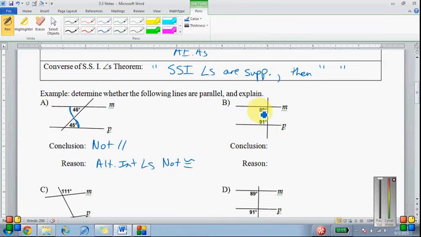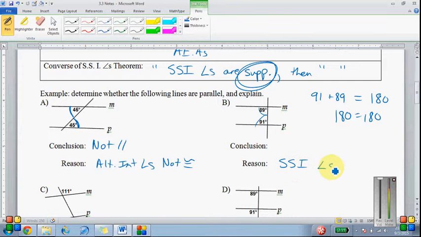Over here, we've got same side interior angles. They're on the same side of the transversal inside the two lines. So same side interior angles should be supplementary, like we said up here. So I have to see if 91 plus 89 adds up to 180, which it does. So since our same side interior angles are supplementary, yes, the lines are parallel.